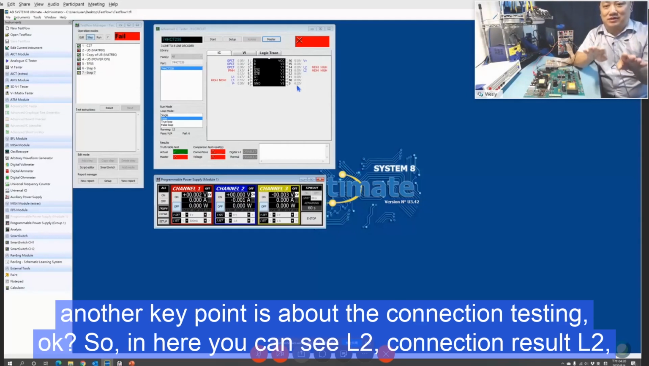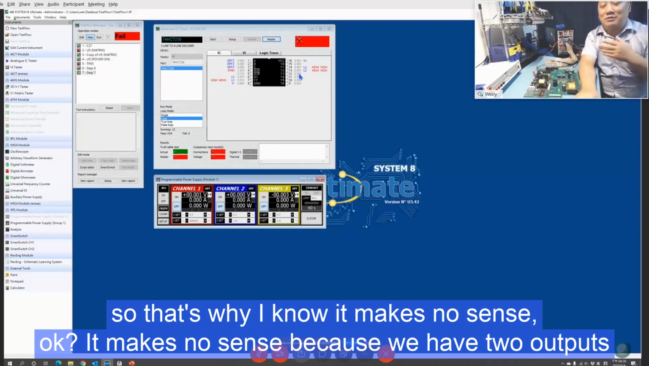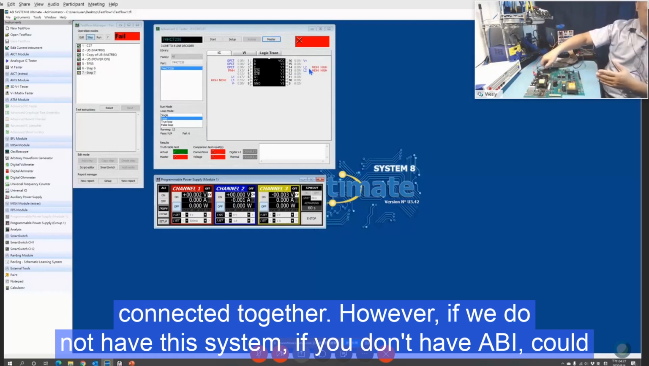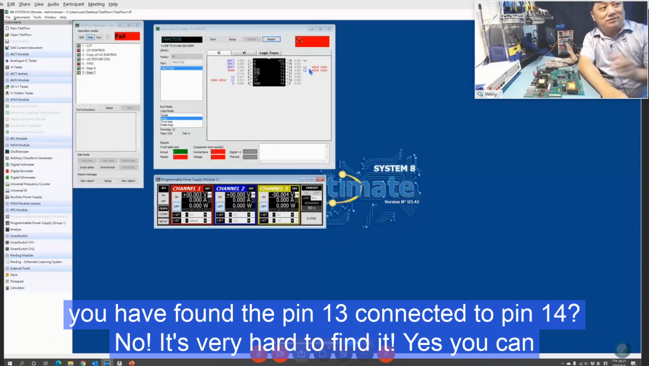However, another key point is connection testing. So in here you can see L2 connected to L2. That's why I know it makes no sense, because the two outputs are connected together. However, if you don't have this system, if you don't have ABI, can you find pin 13 connected to pin 14? No, it's very hard to find.